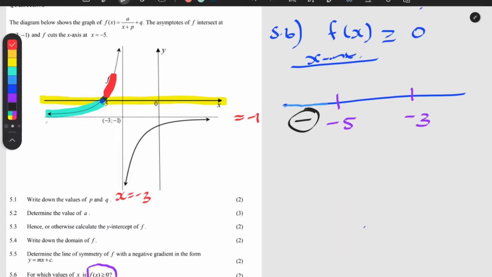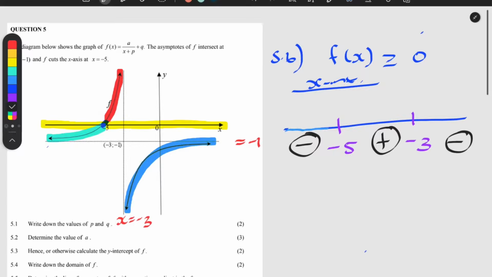From here onwards, is it above or below the x-axis? Is it above the yellow line or below? It's above. So here I'm going to say it's above. Now after the asymptote, from left to right, from here onwards, is it above or below the x-axis? It is below the yellow line. So this is below. Okay, so we've done the number line.